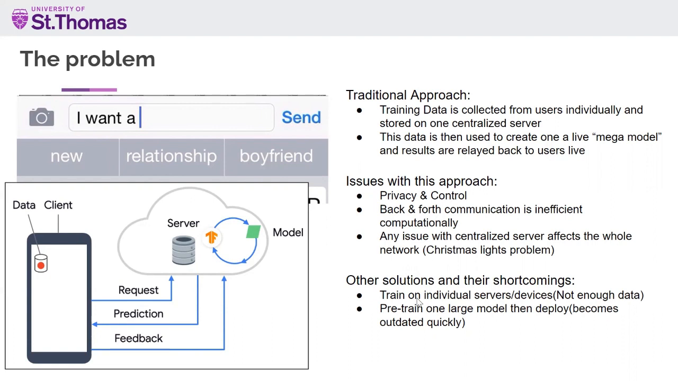Some other solutions that have been proposed would be to just train on your individual device, but really with just one user, there's not enough data to build a powerful model. Also pre-training a model, but then that can become outdated quickly, say if there's a new phrase or word that was integrated in this example.